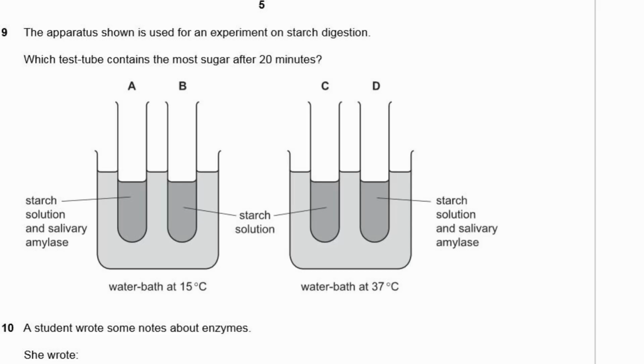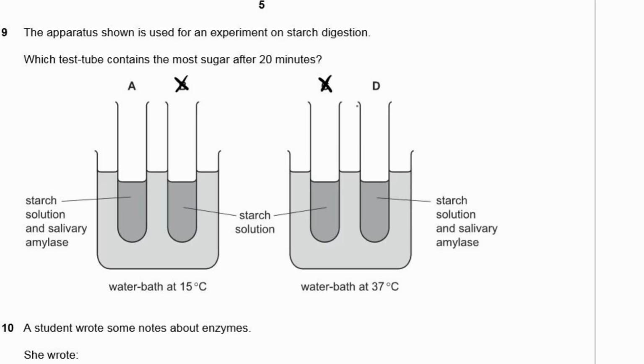Question 9. The apparatus shown is used for an experiment on starch digestion. Which test tube contains the most sugar after 20 minutes? Okay, so test tube A and D contain starch with salivary amylase, the amylase in your saliva that breaks down starch into sugars. And B and C contain just plain starch solution. So after 20 minutes, the plain starch solution has no reason to be broken down into sugars. There's nothing that breaks it down. So it's not going to be B or C.